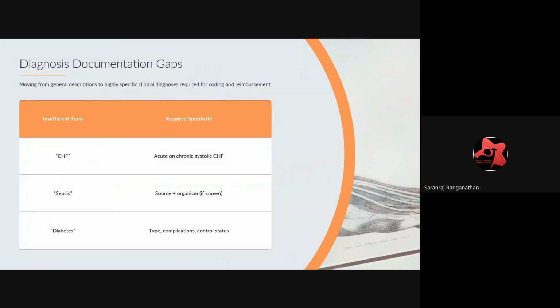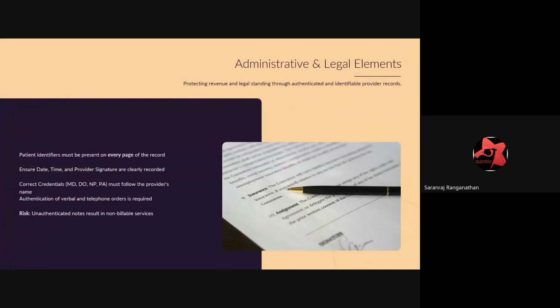So when you come to the diagnosis documentation gap, these are some examples of documentation very frequently seen, especially for diagnosis. One is chronic congestive heart failure, whether it is acute or chronic, systolic or diastolic. We need to be very clear that specificity needs to be documented. For sepsis, the source of the infection and the type of organism need to be documented. Then type of diabetes, whether it is a complication, and what the status is, which you have seen already. Again, we are making that into a separate topic as a documentation gap. Then other gaps such as administration and legal elements.